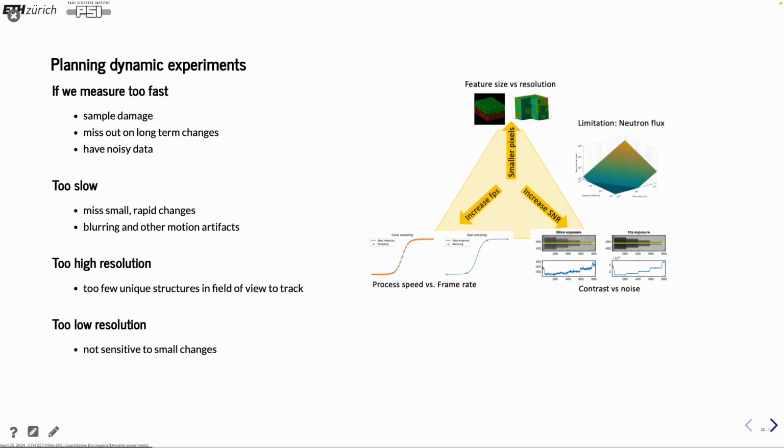If you have too high resolution, usually your field of view is too small, and you may not be able to track all parts of the process that you want to have. And then if you have too low spatial resolution, then of course you miss the details. So all of this can be put together in this triangle here, where you have the process speed versus frame rate, you have contrast versus noise, also the limitation, what you can do with the flux of your source, and then you also have feature size versus resolution.